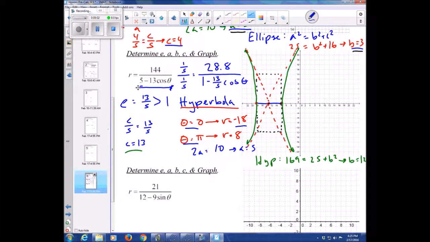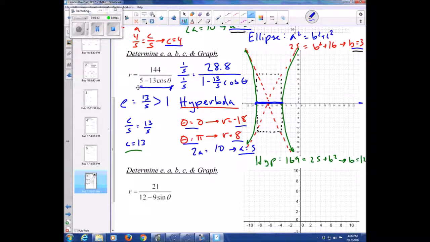So for the rotation of 0, we're actually going in the opposite direction, 18, to define that vertex, that end of the transverse axis. And then if we plug in pi, we're going to see 5 minus 13 cosine pi. Cosine pi is going to be -1. So we get 5 minus 13 times -1, which is going to give us 144 divided by 18, which gives us 8. And of course, that's going to be this distance right here. So these two give us the transverse axis 2a as 26, which gives us a as 13.